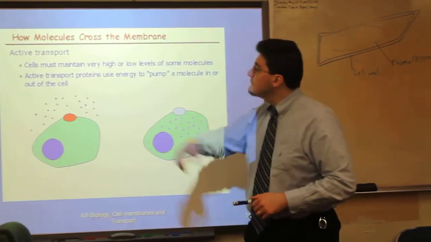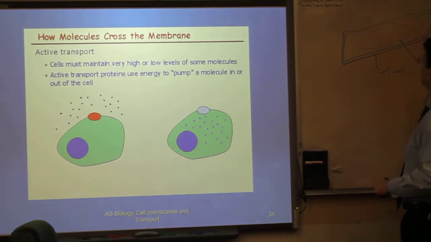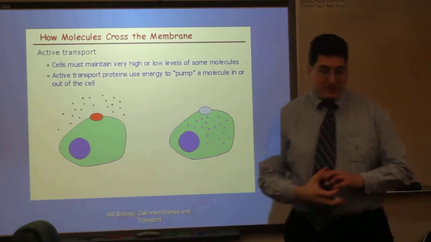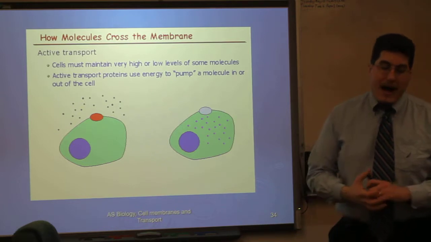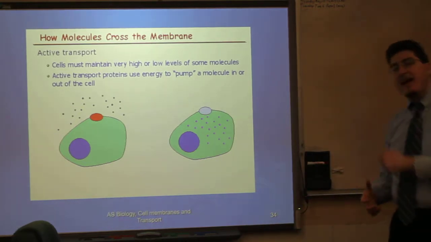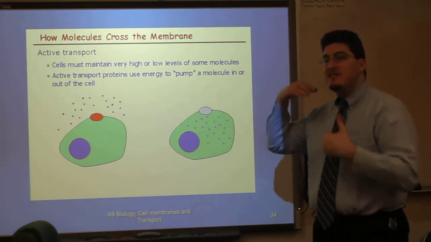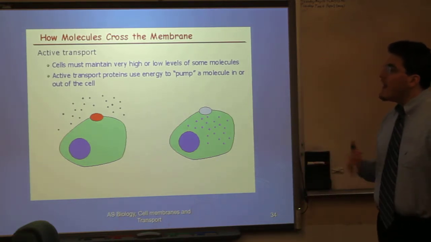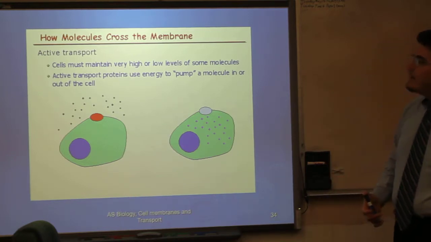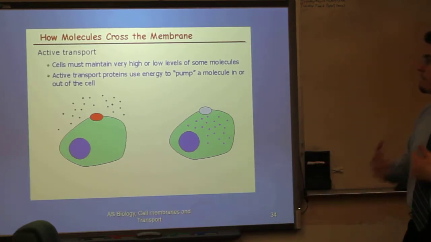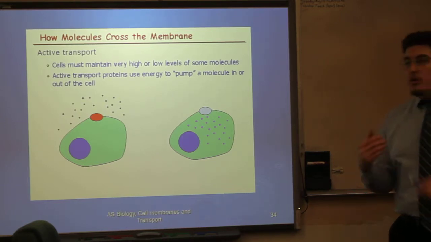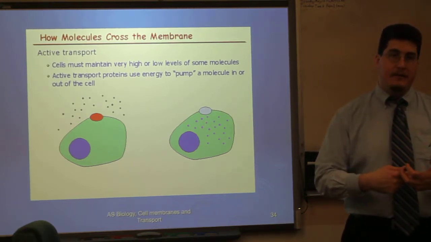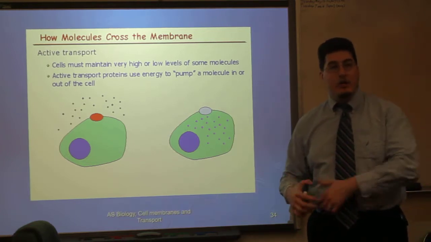Now, let's talk about how molecules cross the plasma membrane through active transport. Remember that slide before about the sodium and the potassium and the calcium? They must be maintained at very steep concentration gradients inside and outside the cell. Cells really need to maintain very high or low levels of some molecules in order to survive. Active transport proteins are used to pump these molecules in or out of the cell. You require energy in order to pump. That energy is typically provided by the hydrolysis of ATP.